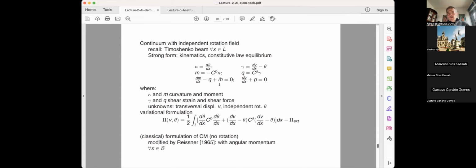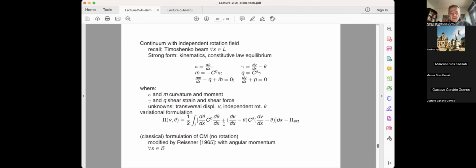Then you have a strong form of the equilibrium equation: dM/dx, derivative of the moment, minus the shear force, plus distributed moment. And in this one, dQ/dx, derivative of the shear force, plus p equals 0. Previously, I called them uppercase M and V for the moment and shear. It's now called little m and lowercase q. I don't know, it changes from one case to another.